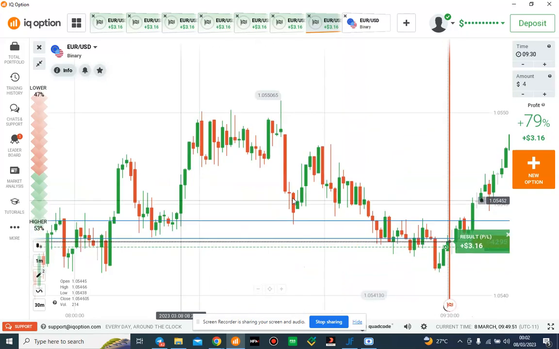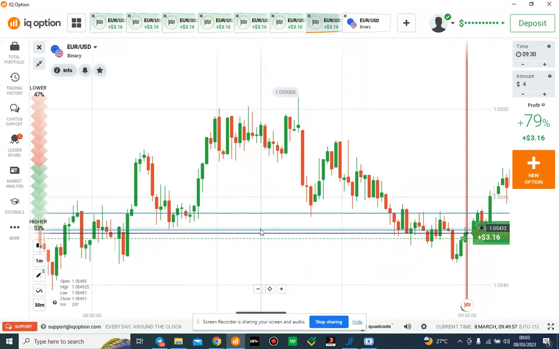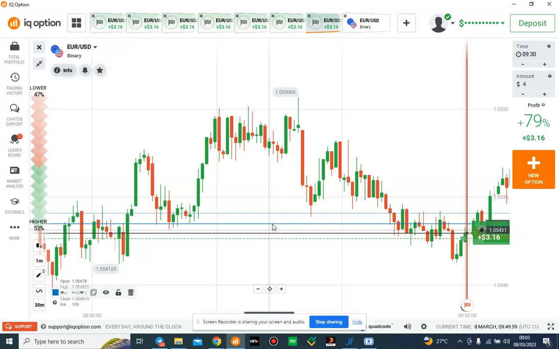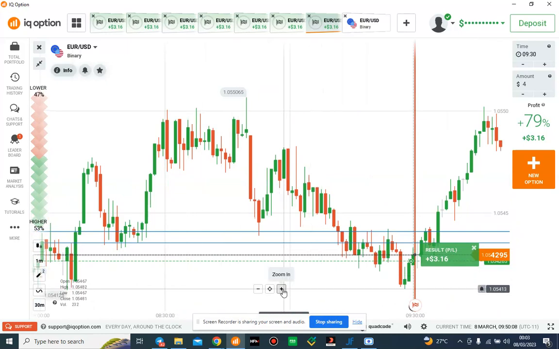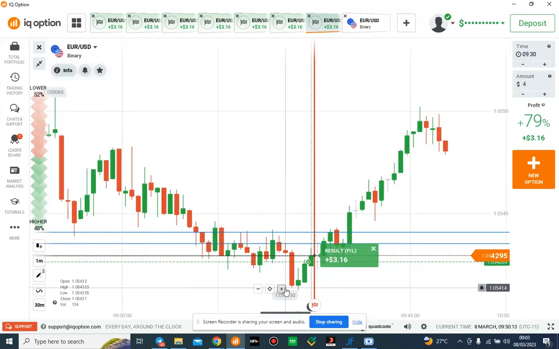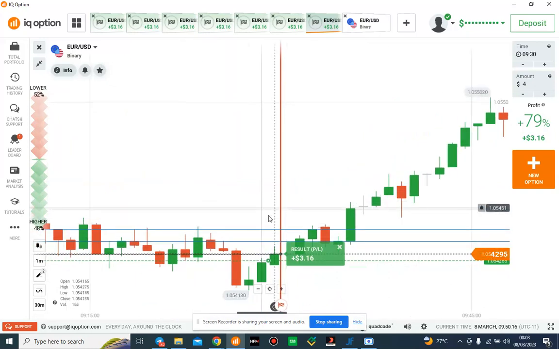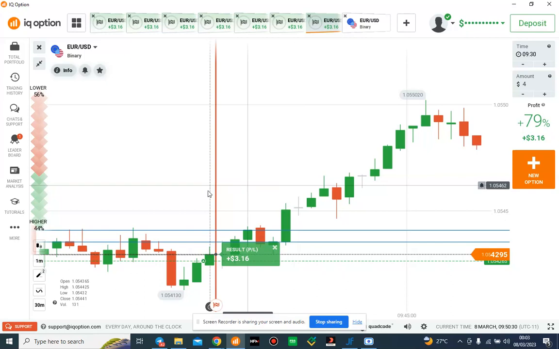So this area here is what I expect to be the sellers area. I was expecting that the market should continue to this area here. Once the price continues to this area, the next candle should reverse. But that was the end of the trade, so I didn't take any other trades.